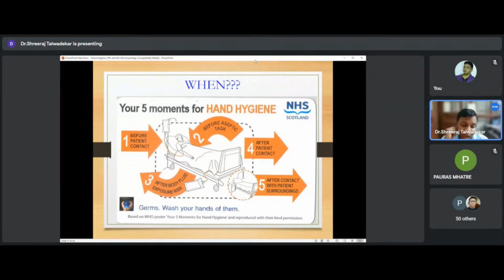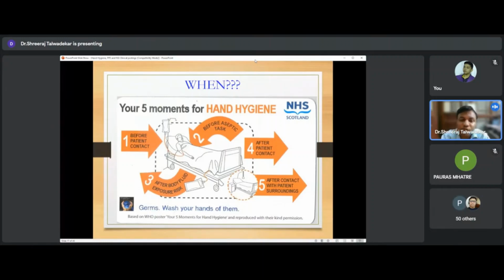Fourth is after exposure to body fluid or blood, that is after the risk exposure, you have to immediately do the hand hygiene. And last, which is very often missed, is after contact with patient surroundings. Now Monty sir said, Shraddha madam said, Sujata madam said, everyone said that you are going to go and see the patients or going to see the families in the community.